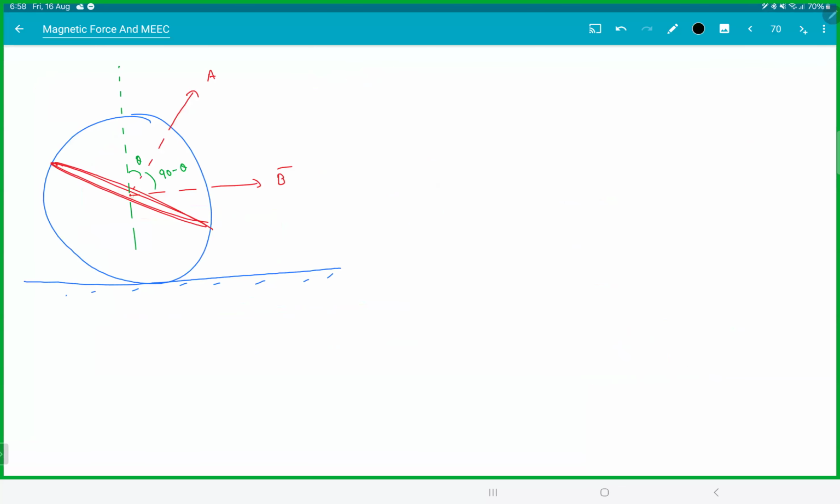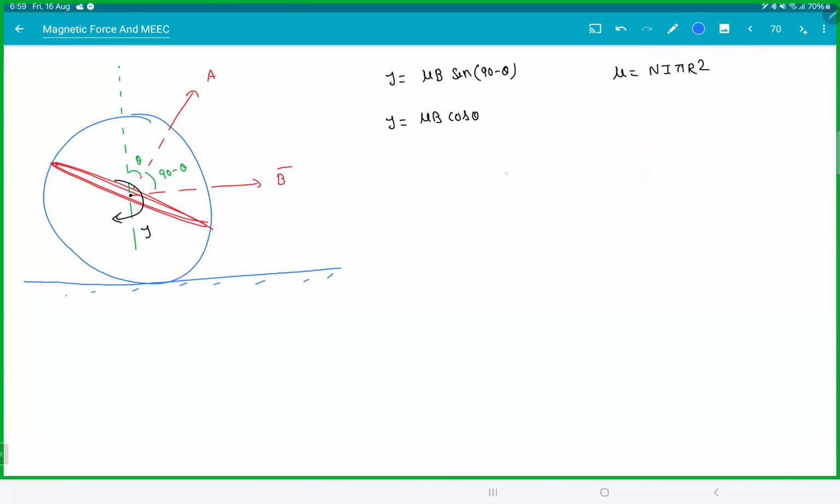Torque is which way? Torque would be this way. So torque would be, at any instant, mu B sine (90 minus theta). Torque is mu B cos theta. Mu would be N into I into pi r square. And what are the other forces?